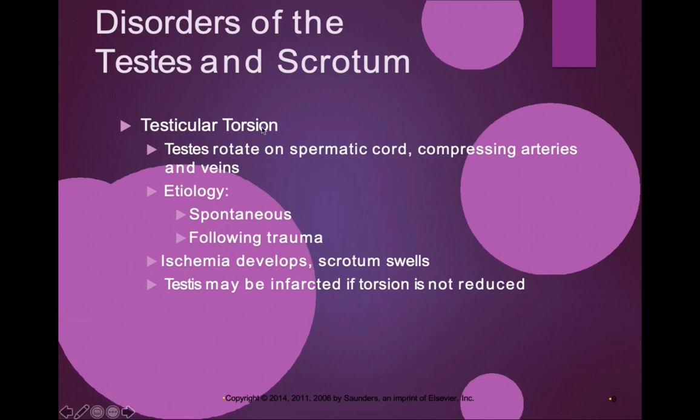Now, testicular torsion, this is when the testes rotate on the spermatic cord. When they rotate, you're going to get compression of the arteries, veins, and lymphatics. This can be spontaneous, or it can also follow trauma. That will result in ischemia, right? Lack of blood, lack of oxygen, and the scrotum will swell with all the backflow. The testes may become infarcted if that torsion is not reduced.